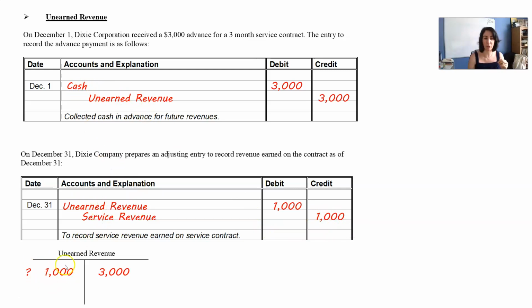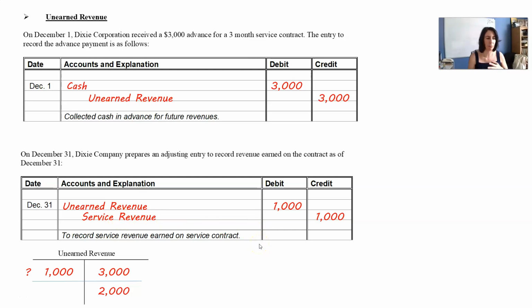There's our debit to unearned revenue here. And now that we have performed the service, we can record the revenue piece. And there you go, your credit to service revenue. And your unearned revenue account will have a balance of $2,000 in it for January and February of next year, because this was December's, what you earned in December. And you would have the same entries at the end of January and at the end of February.